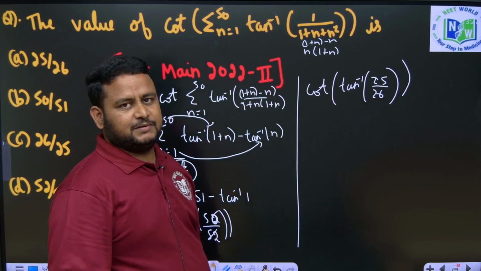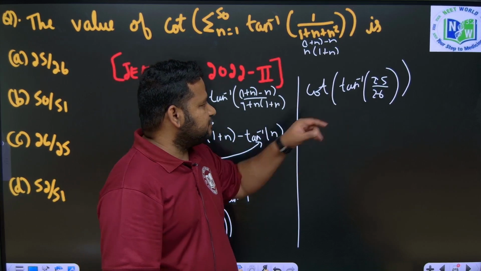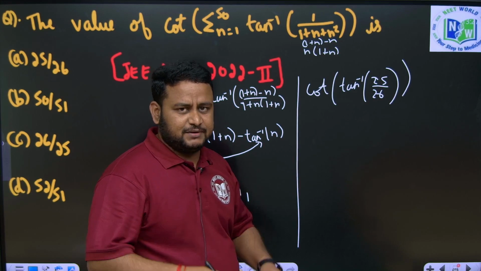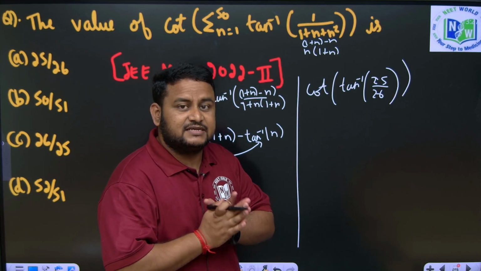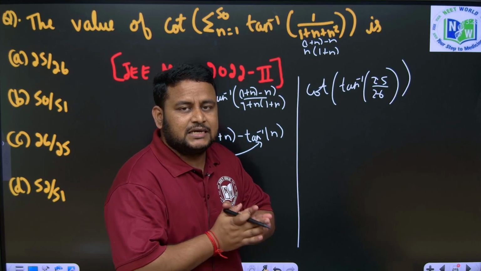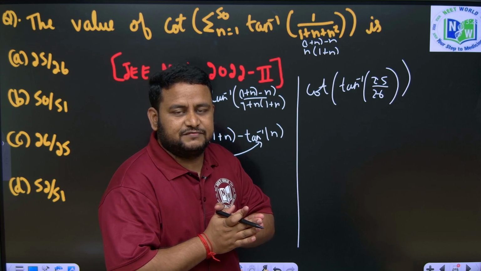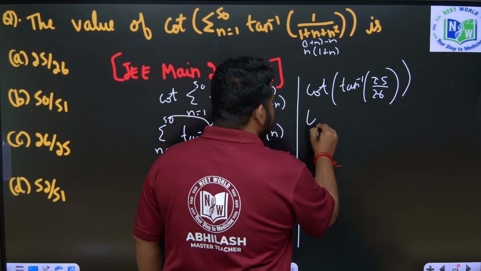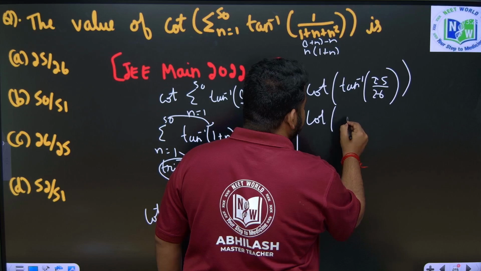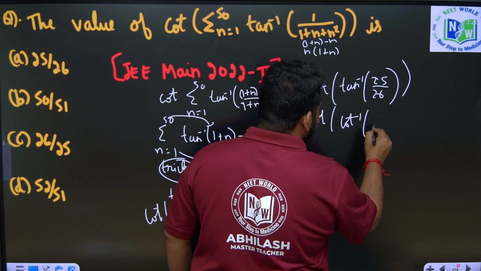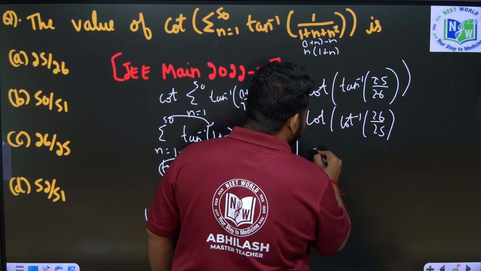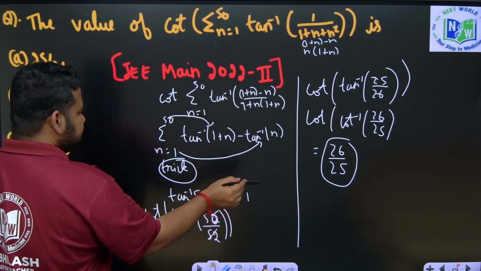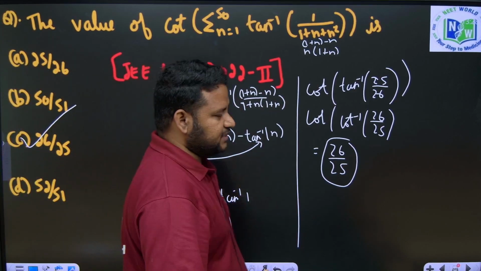Cot of tan inverse of 25 by 26. Now I want it in terms of cot, but I know I have told you one property: tan inverse of 1 by x will be equal to cot inverse of x when x is greater than 0. If it is less than 0, it will be cot inverse of x minus pi, correct? Here it is greater than 0, so directly I can apply. So cot of tan inverse of 25 by 26, I can write as cot inverse of 26 by 25. So the answer will be 26 by 25, which is option C. This was asked in 2021 mains.